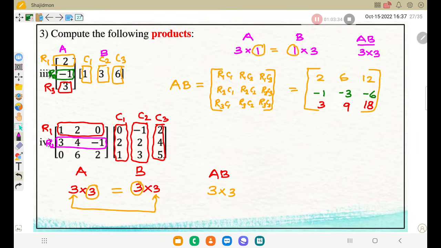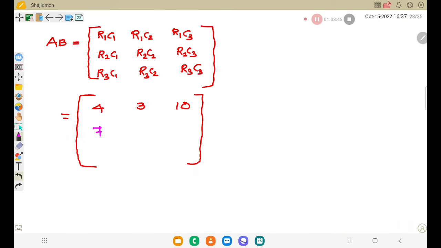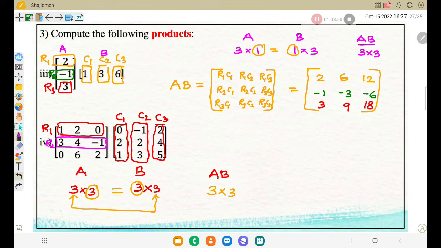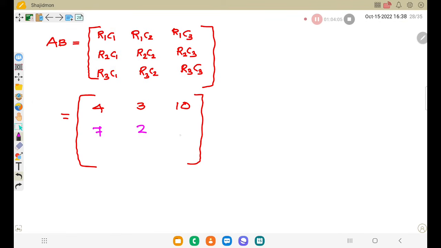Same now second row with the column number 2: 3 multiply minus 1, minus 3; 4 multiply 2, 8; minus 1 multiply 3, minus 3. So you will get 2 totally. So you can write 2 here. Now row 2 with the column number 3: 3 multiply 2, 6, plus 4 multiply 4, 16, then minus 1 multiply 5, minus 5. So you will get 17.